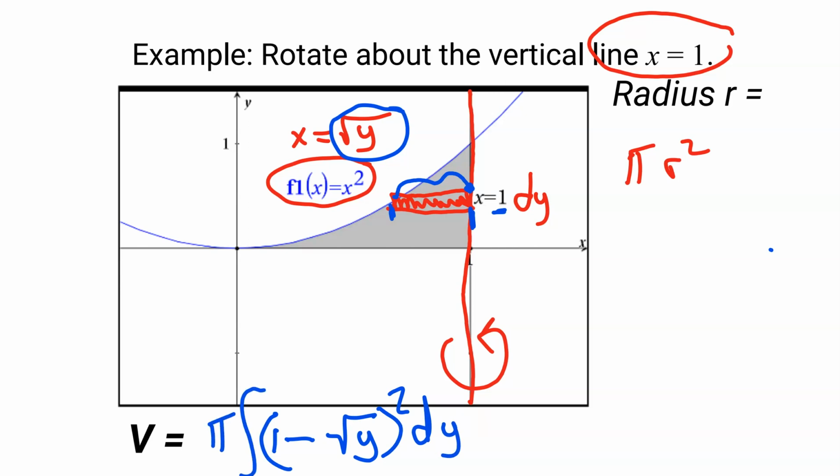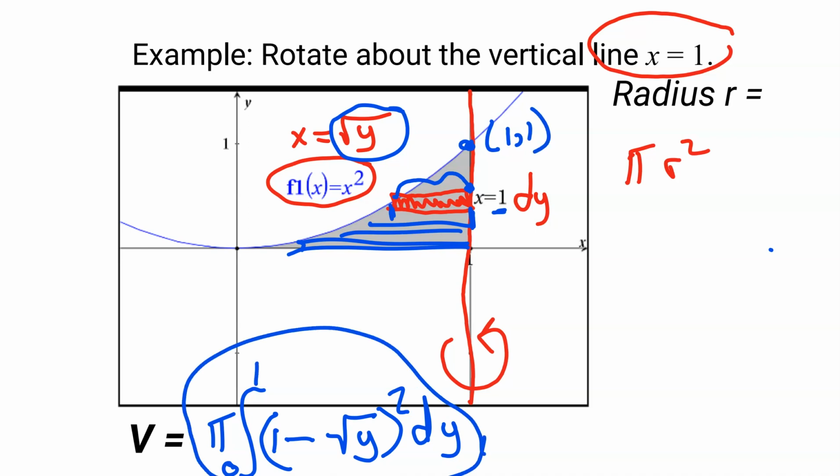Pi. Now, the rectangle is going to be sliding from all the way down here at 0 to all the way up here at the point 1 comma 1. So all the way to 1. This is our setup. This is volume by rotation. This is our very first day of it.